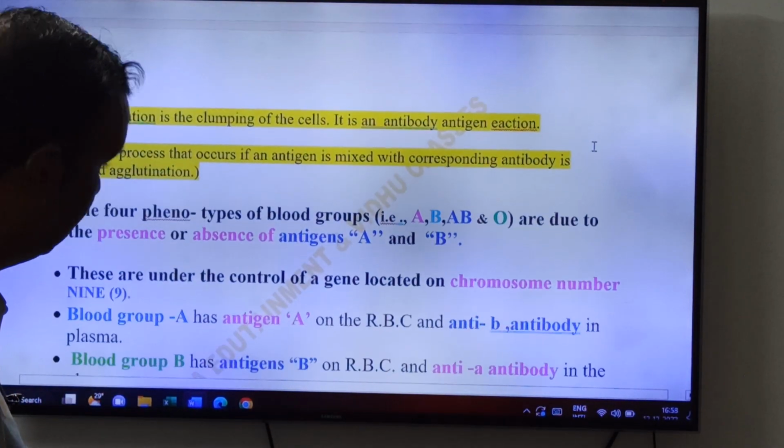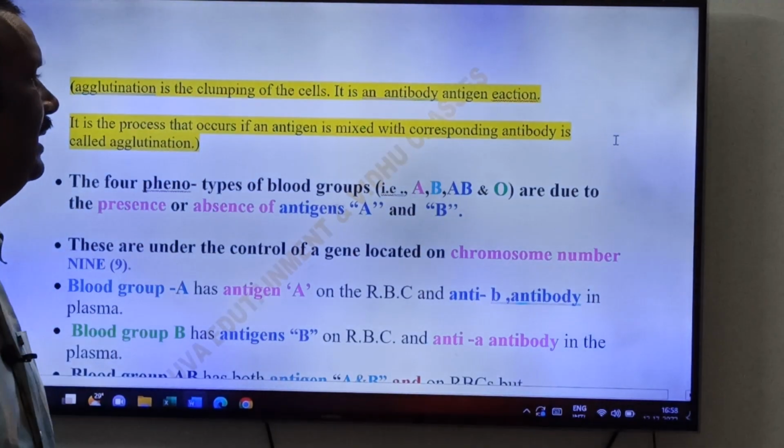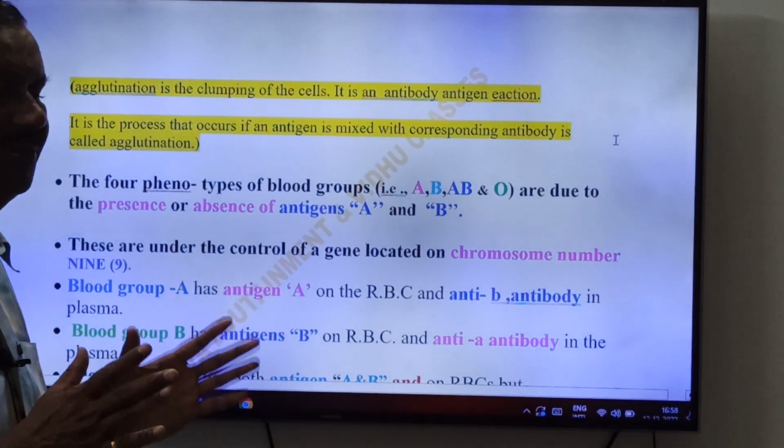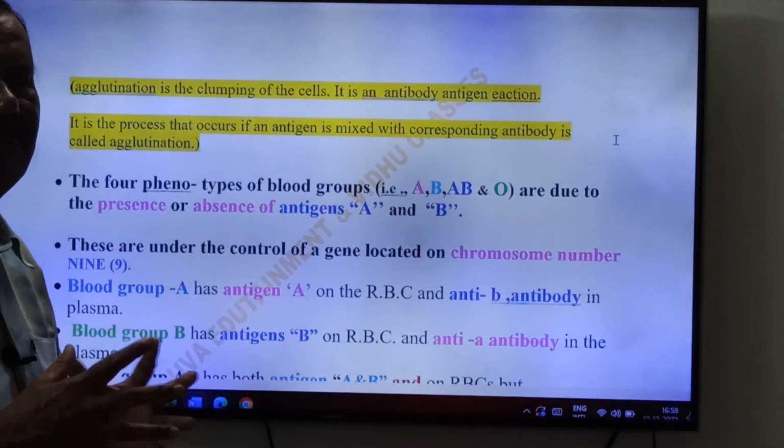Now see friends, agglutination is the clumping of the cells. It is an antibody-antigen reaction. Friends, what is agglutination? It is a clumping of the cells.